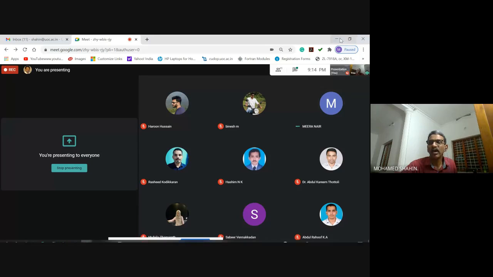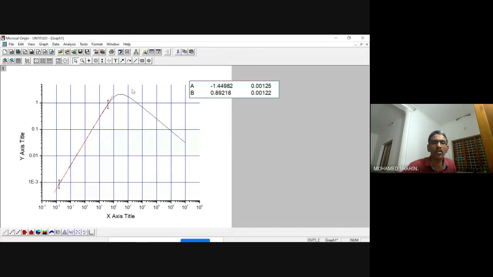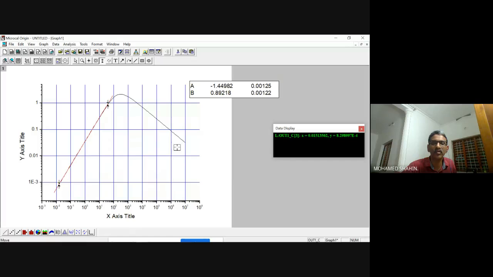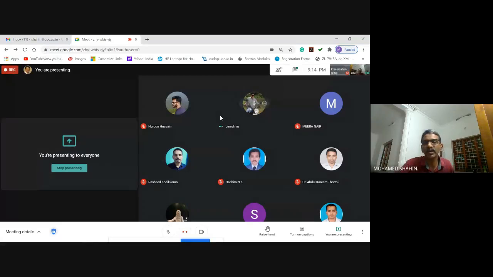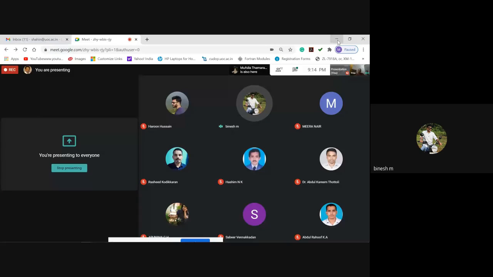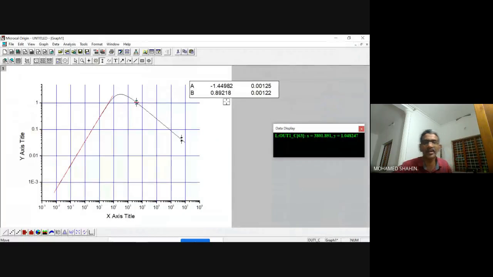Okay. Now I wanted to see the slope here. Vinish, what is the slope here? On the right hand side, what is the slope here? Hello. What is that? Hello. Minus value. Anyone knows that it is.